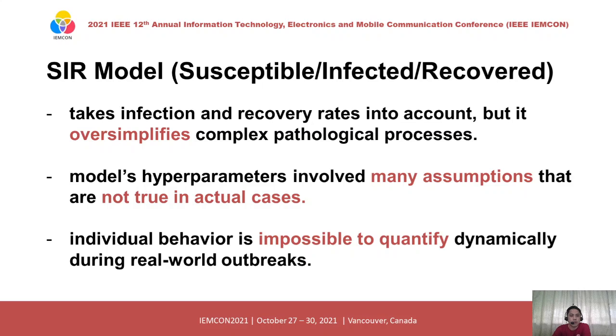The most popular one is the SIR model. It takes infection and recovery rate into account, but in reality, it oversimplifies a complex pathological process. Its model hyperparameters involve many assumptions that are not true in actual cases. Why? Because individual behavior is impossible to quantify dynamically during a real world outbreak.